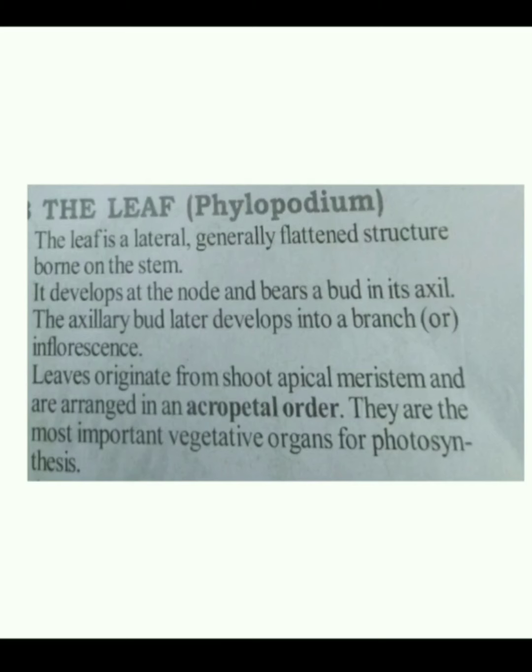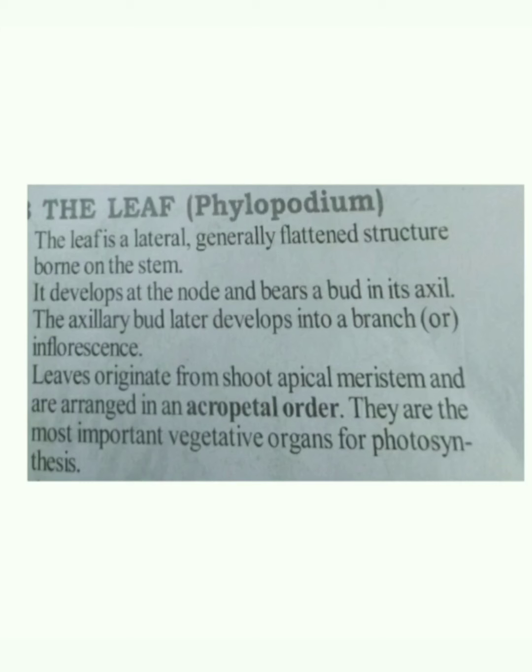Leaves usually originate from shoot apical meristem, and all the leaves are arranged in acropetal order. See, these leaves are very important vegetative part of the plant because they play a role in photosynthesis. As we know, the pigment required for photosynthesis, chlorophyll, is present in the leaf. So, leaf is a very important vegetative organ of the plant.